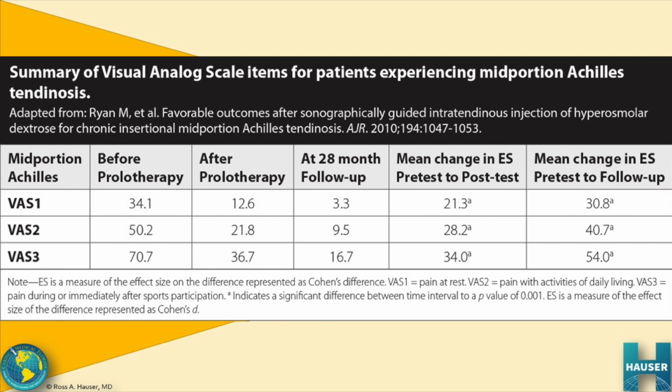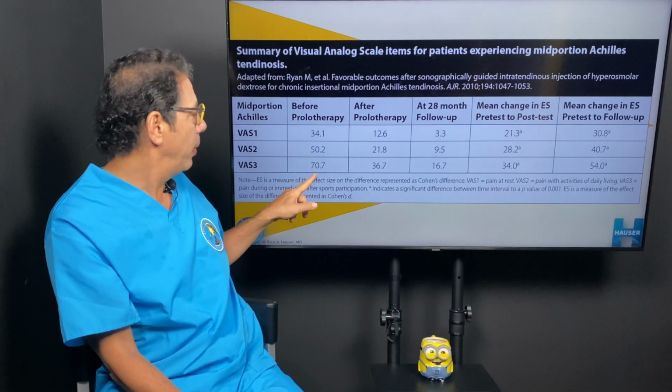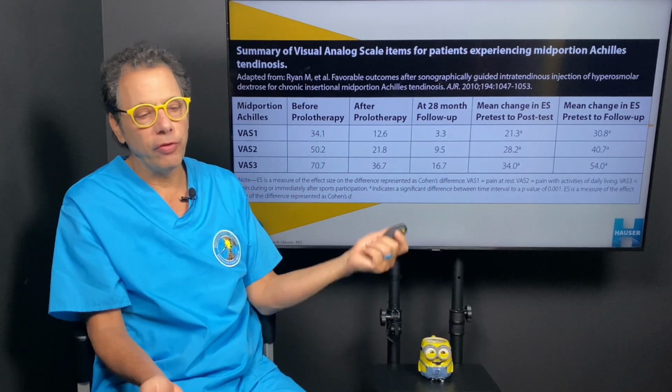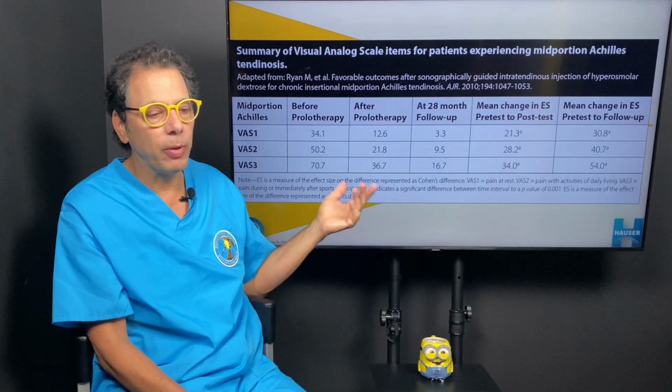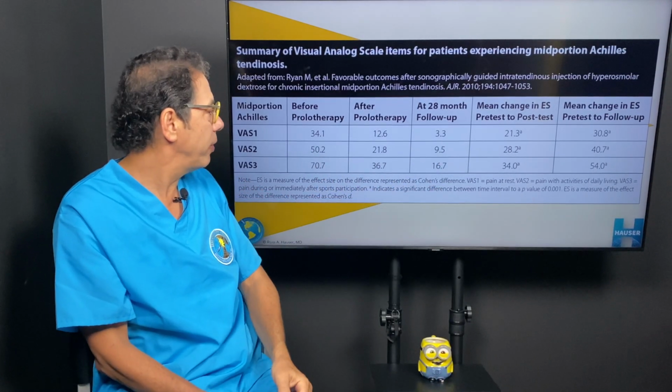So you could see where the pain level, like on a scale of 0 to 10, this is a visual analog scale, so it's actually 0 to 100. It was 70, then it got all the way down to 16. So if you just take a scale of 0 to 10, it means the person had a 7 level pain out of 10, and it went down to a 1.6.